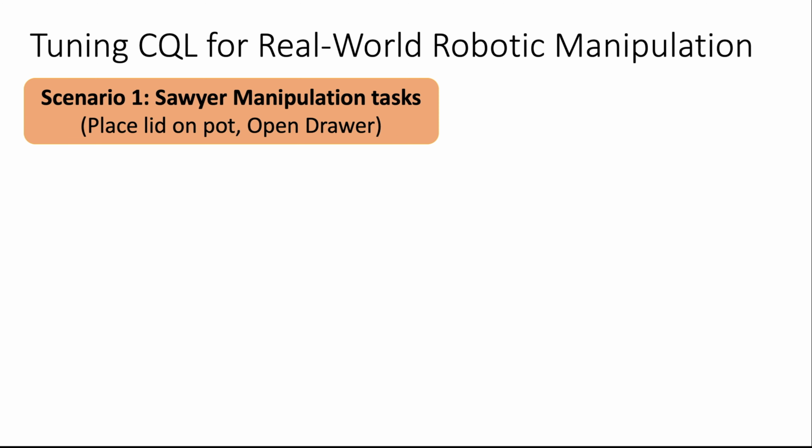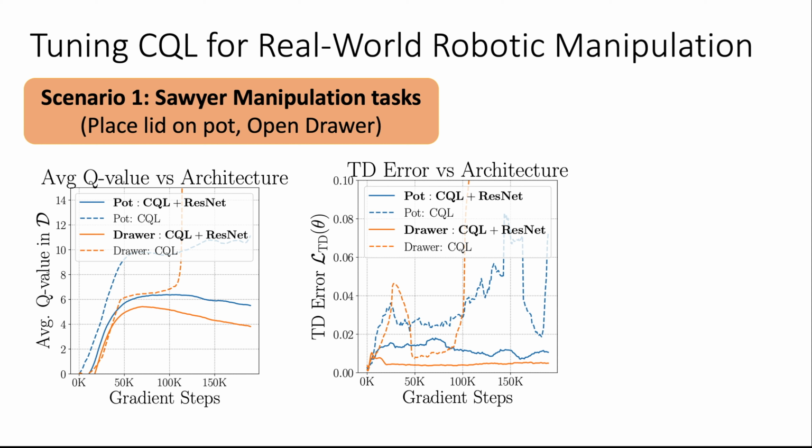In the first scenario with the soil manipulation tasks, we follow our workflow and plot the learned Q values and the training temporal difference error for CQL shown in dashed lines, as well as CQL with an increased network capacity shown in solid lines.